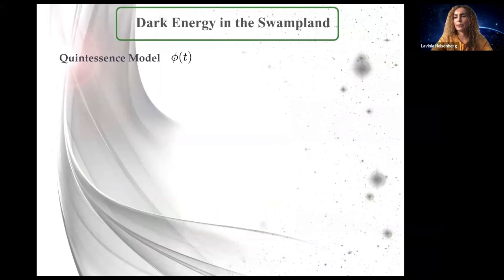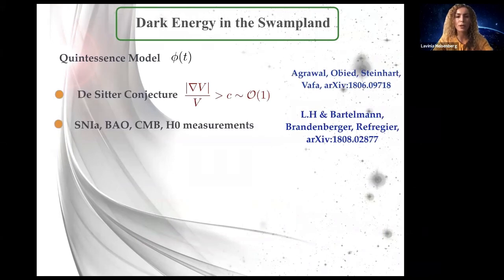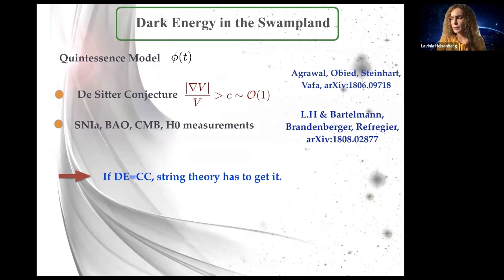And so this has, of course, huge implications for dark energy. So imagine you have a quintessence model, then you can actually try to combine both the de Sitter conjecture and the different cosmological observations. But we are standing basically in front of two possibilities, and the future observations are going to show which one is more likely to be true.